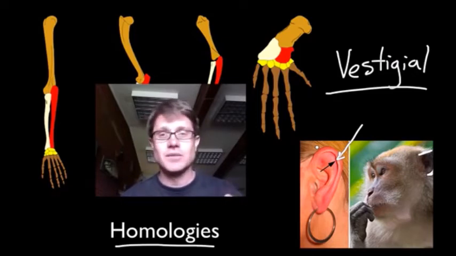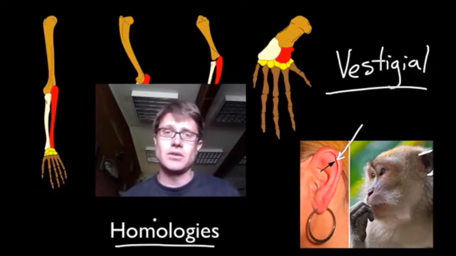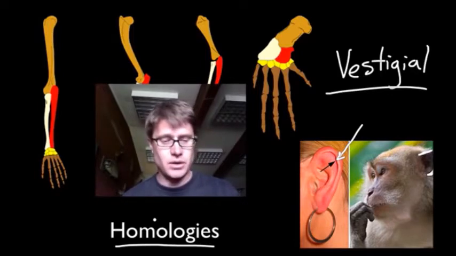Wisdom teeth, our primitive tail, all those things are vestigial structures, and our appendix, and they point to an ancestor that actually used those, but lost them. And so our anatomy gives us huge pieces of evidence for evolution.